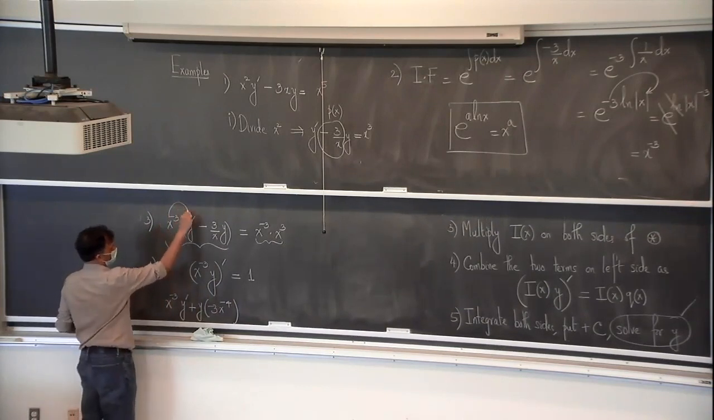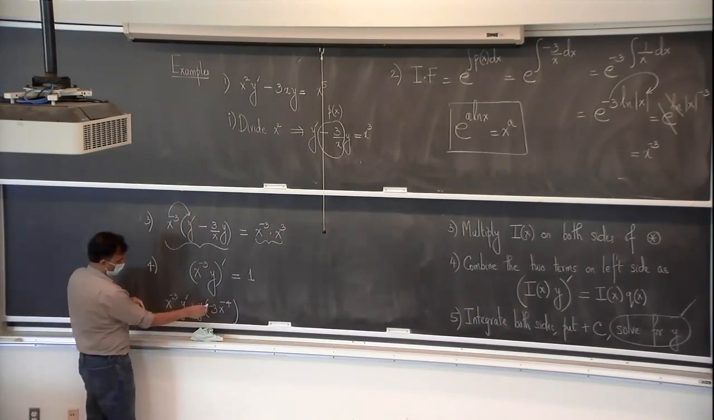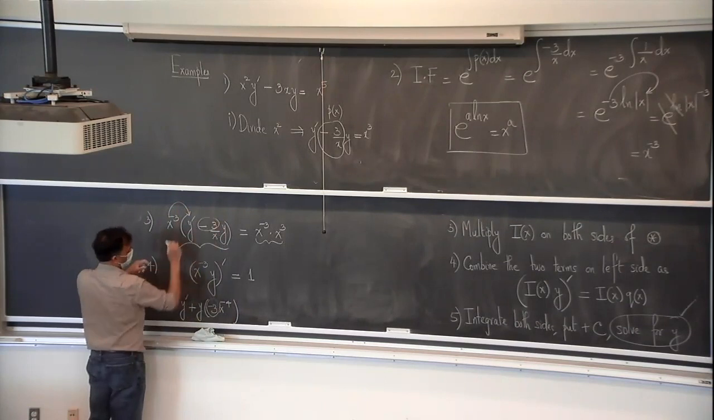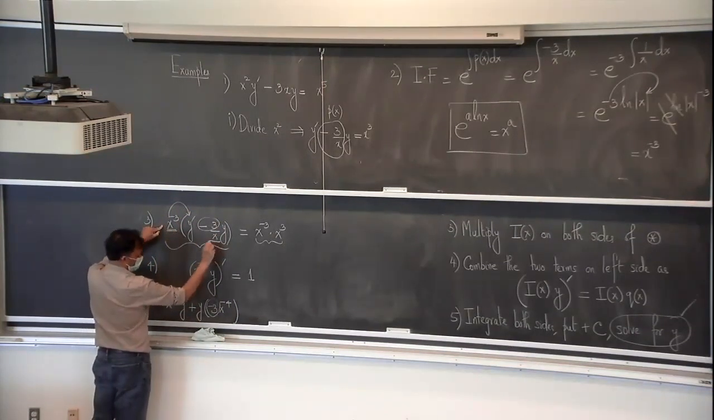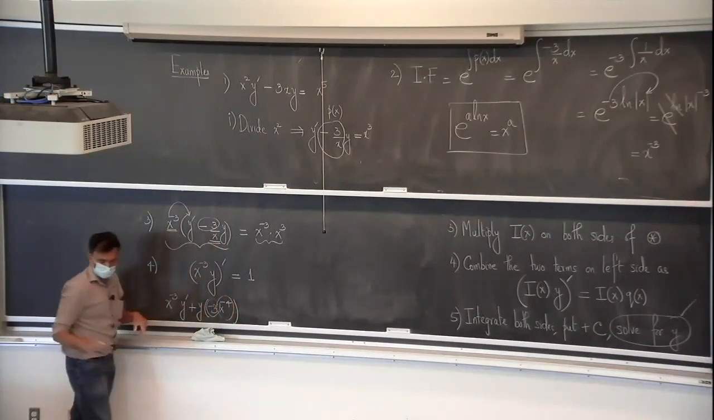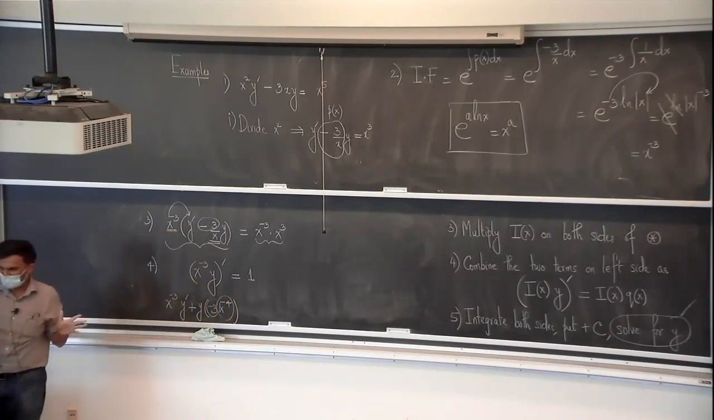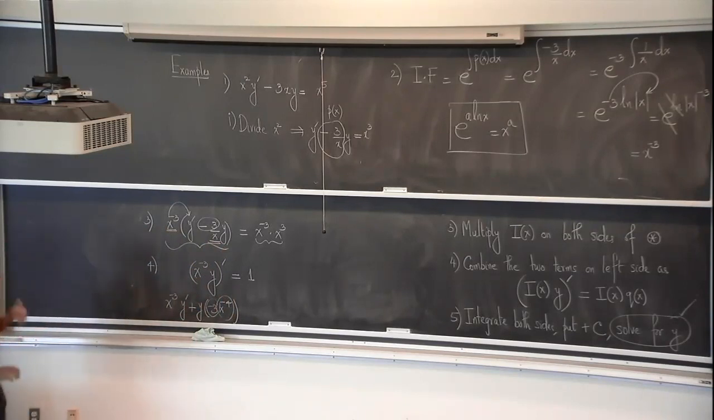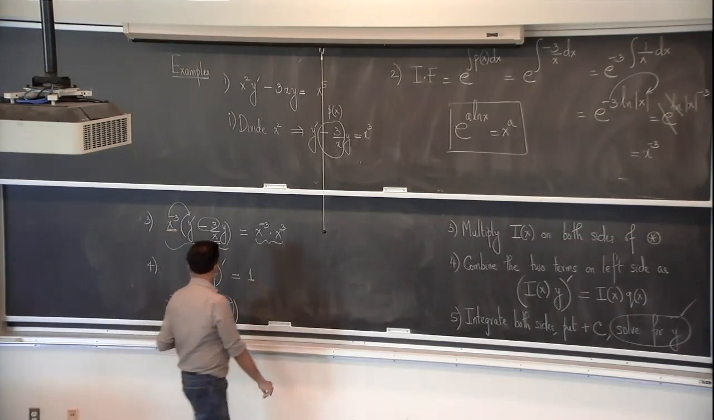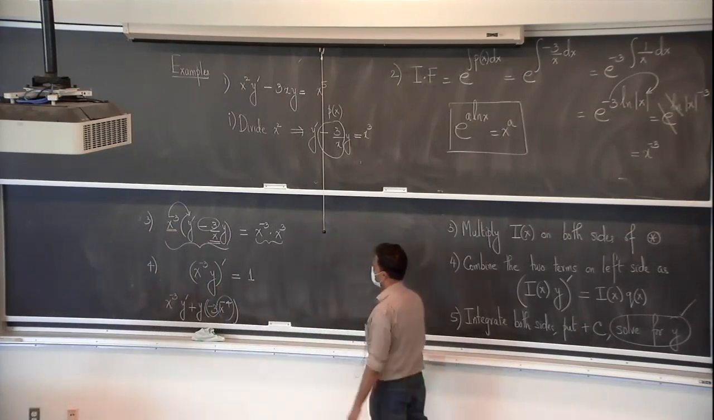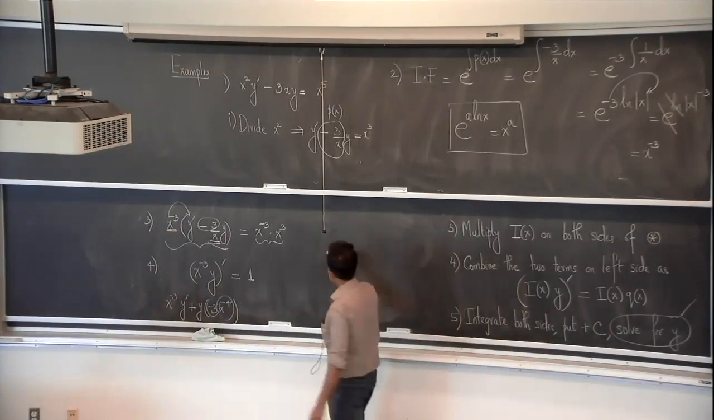x to the power of negative 3 times y prime. And then you have a minus 3, and you have x to the negative 3 over x, which is x to the negative 4. So it works. You are guaranteed that it is true. You don't have to check this each time. Now integrate both sides.